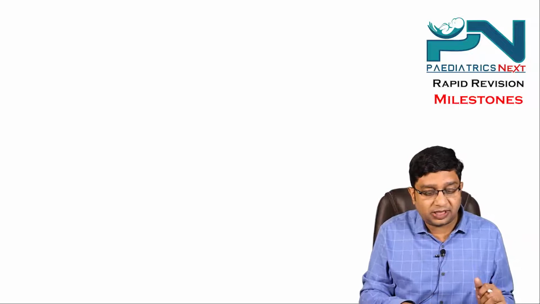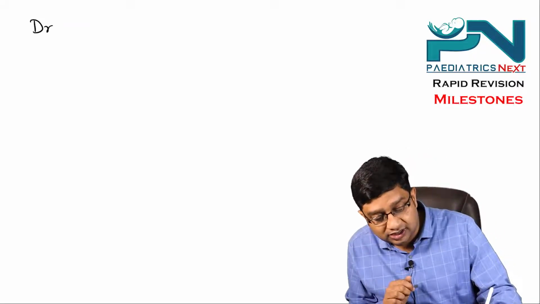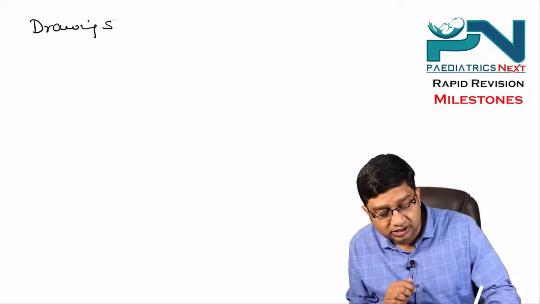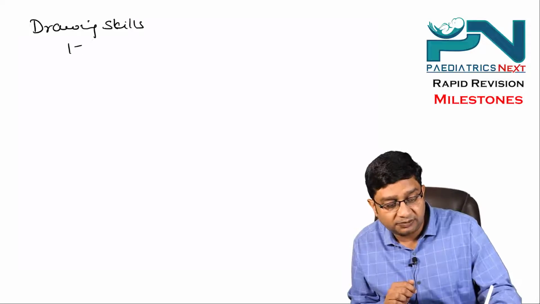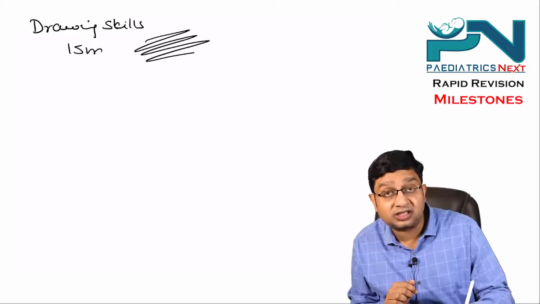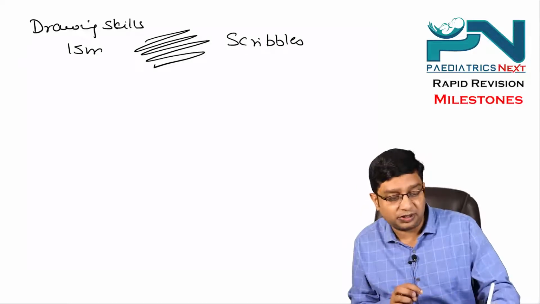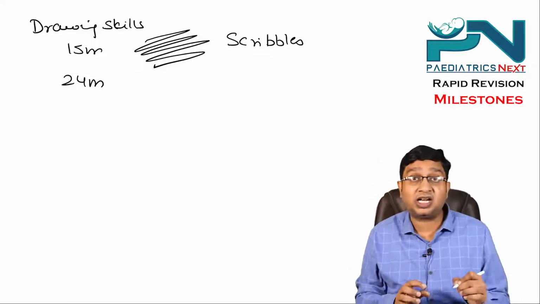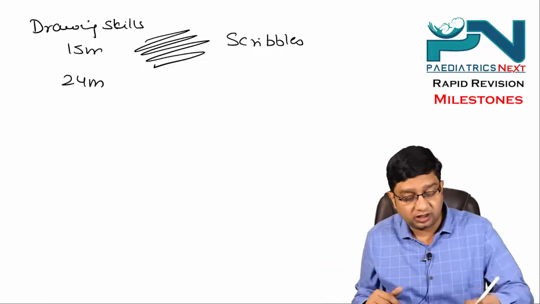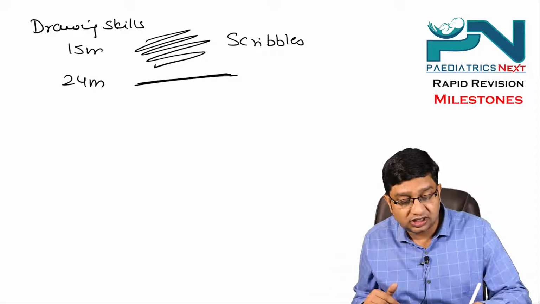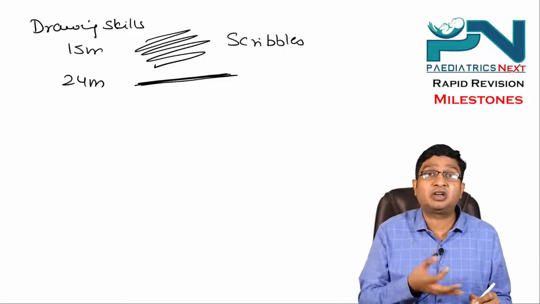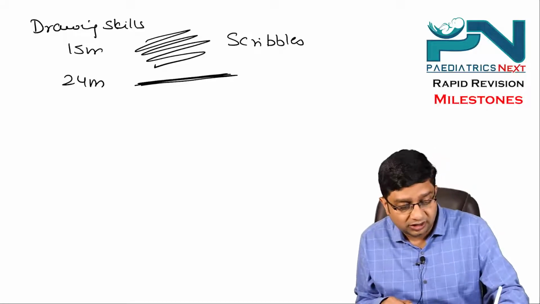Then, sometimes important are the drawing skills. At 15 months, the child can only do like this. This is what we call scribbles. The child scribbles. At 24 months, the child thinks, let me draw something meaningful. And what can he draw? He can draw a line. So the child can draw a line at the age of 24 months.